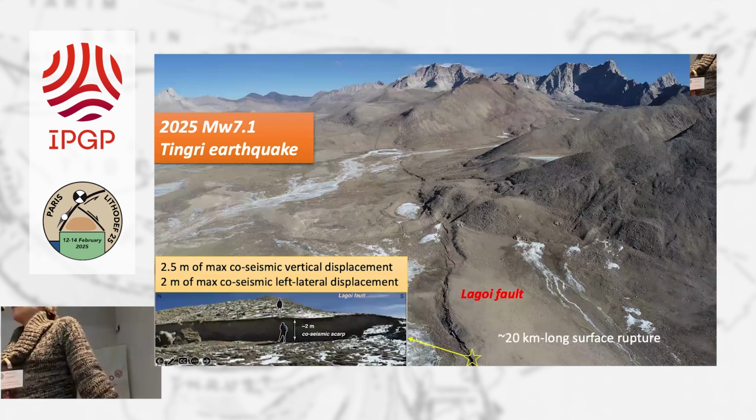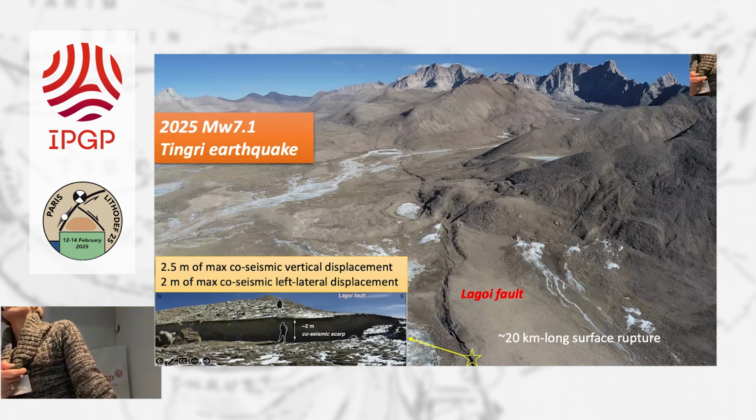So this is what it looks like. This is the northernmost terminus of the surface rupture. This is the Lagoy fault, which crosses the Lagoy massif to the north. The rupture is about 20 kilometers long. And this one location is where you have the maximum co-seismic vertical offsets. This is a photo with 2 meters, but the maximum is about 2.5 meters. And this is also where you have about 2 meters of maximum co-seismic horizontal offset.